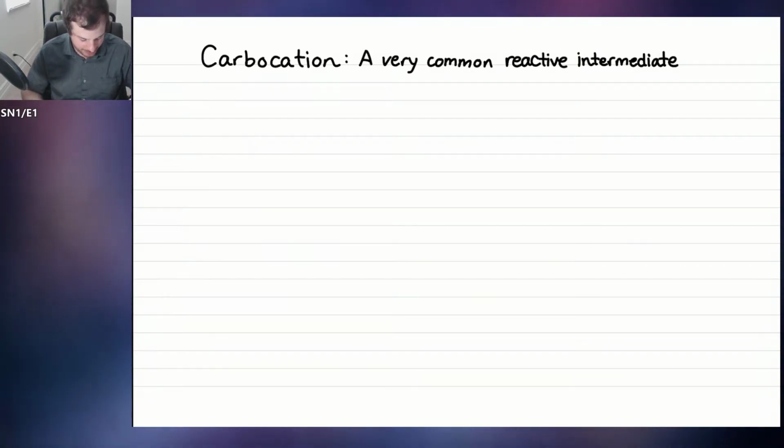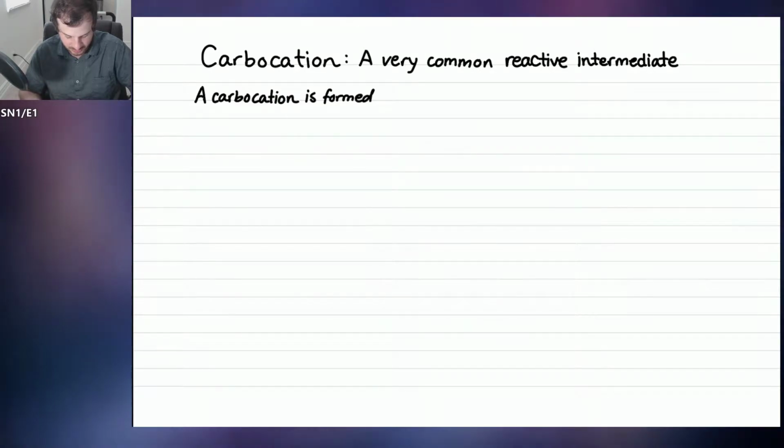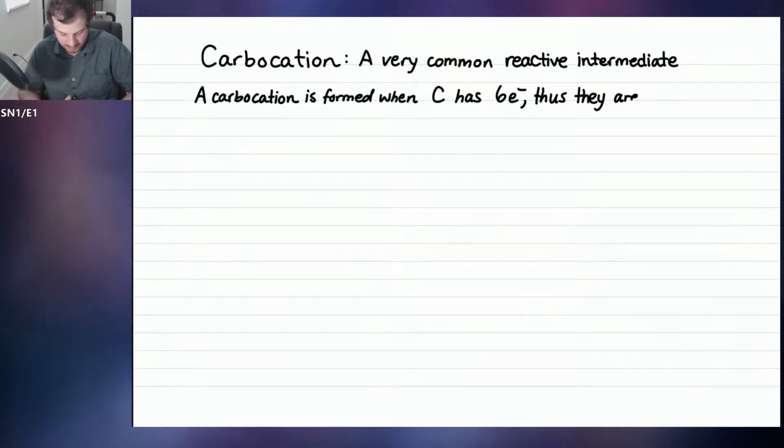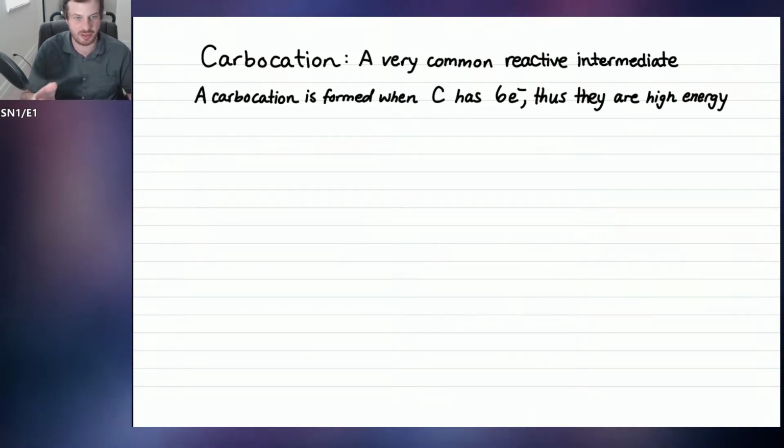So what is the carbocation? A carbocation is formed when carbon has 6 electrons. Thus, they are high energy because they don't have a full octet. And there's a few different flavors of carbocations, and although they're all unstable, some are more unstable than others. So let's rank their relative stability.